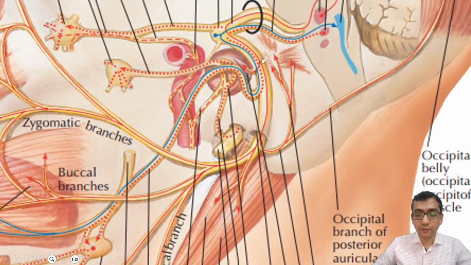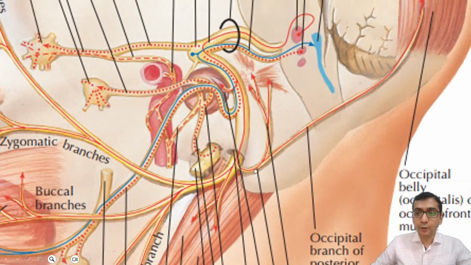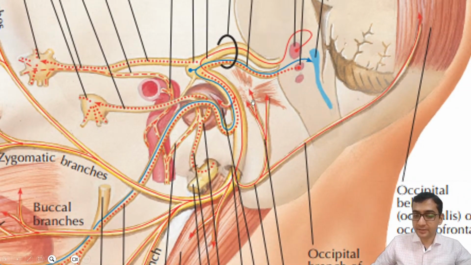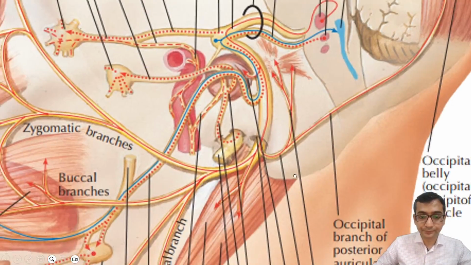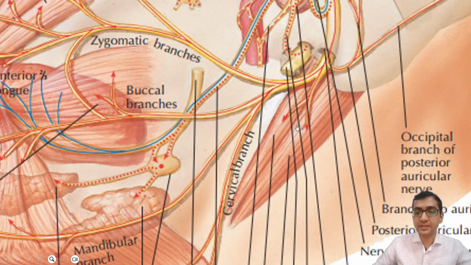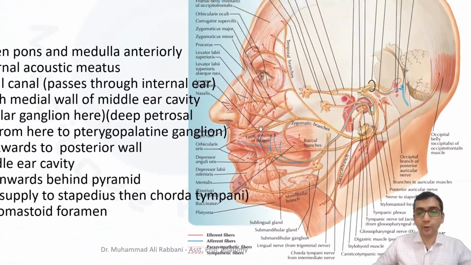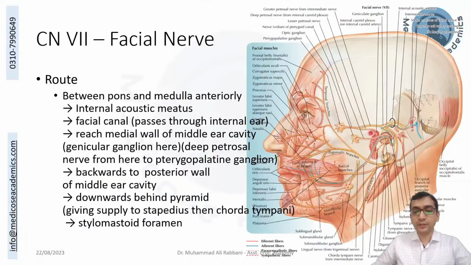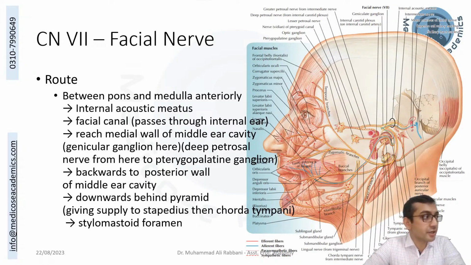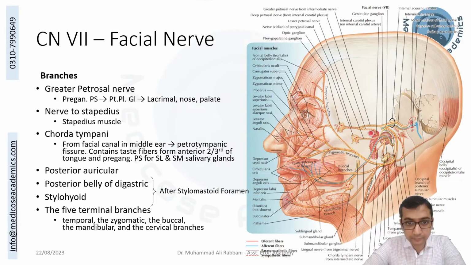Then it moves down further and exits through the stylomastoid foramen. Before entering the parotid, two branches are given. The one to the back supplies the muscles of the ear and the occipital belly of occipitofrontalis. Downwards, it supplies the stylohyoid and the posterior belly of digastric. And then there are the muscles of facial expression. These are the five branches that originate from the parotid gland.